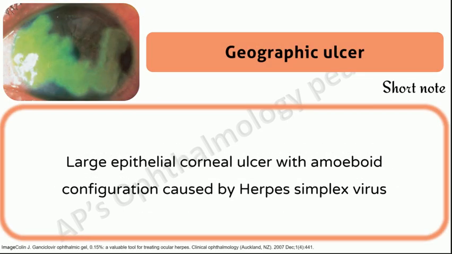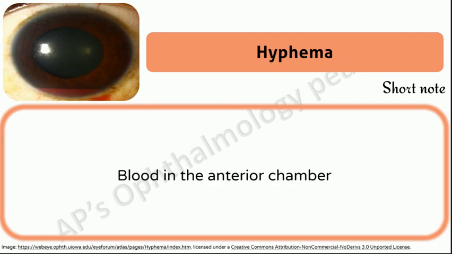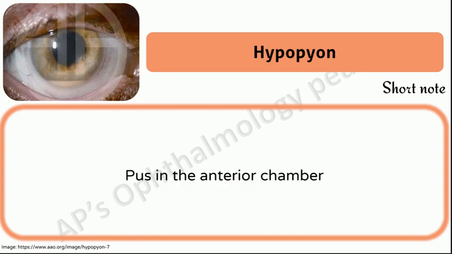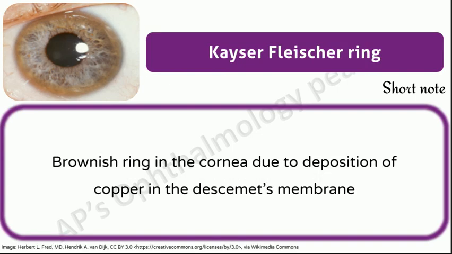Geographic ulcer is a large epithelial corneal ulcer with amoeboid configuration caused by herpes simplex virus. Hyphema is blood in the anterior chamber. Hypopyon is pus in the anterior chamber. Kayser-Fleischer ring is a brownish ring in the cornea due to deposition of copper in the Descemet's membrane.